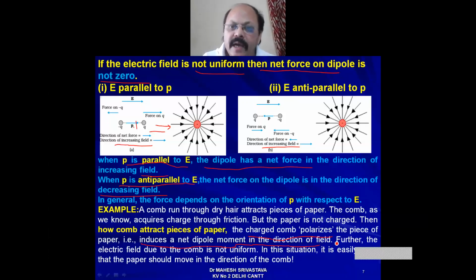And that electric field produced by the charged comb is not uniform. In this situation, the pieces of paper, because of the induced electric dipole moment, are attracted in the direction of the electric field produced by the charged comb. And that activity you can understand by one animation.